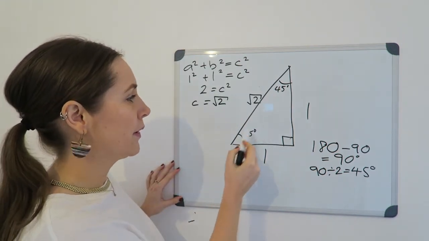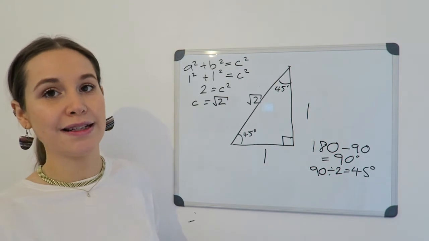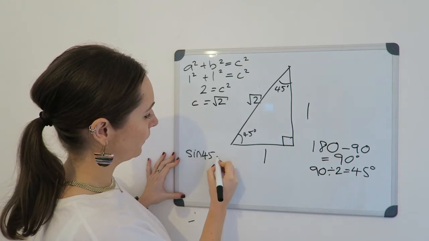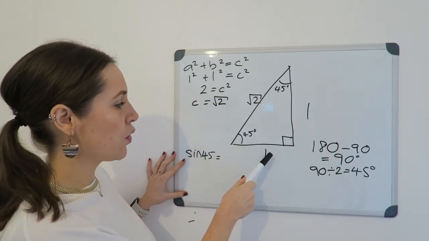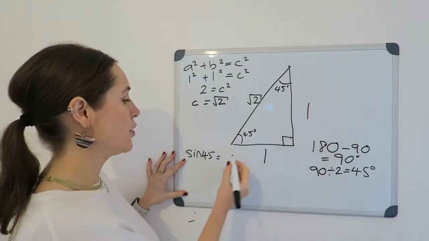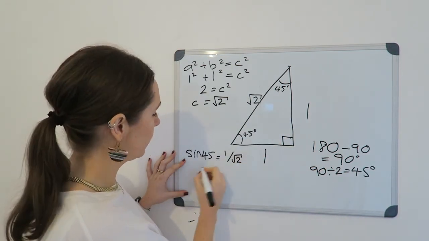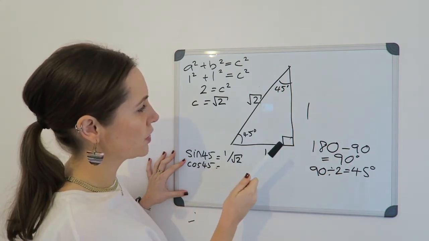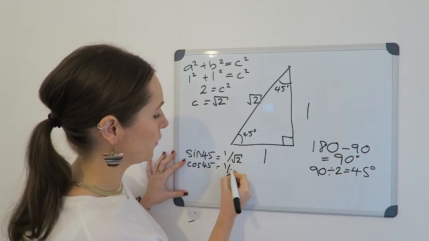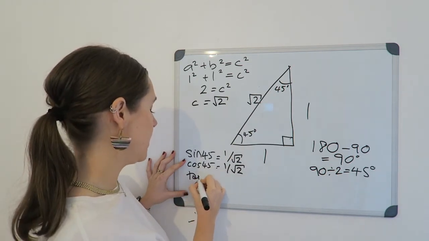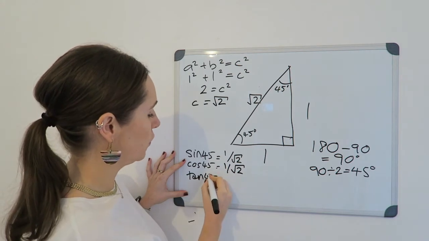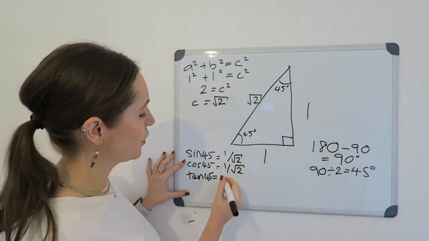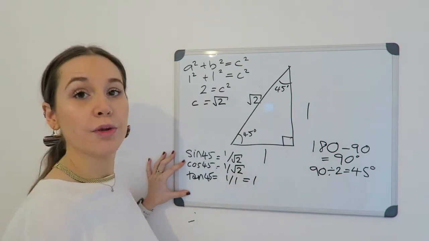So now if we look at the sine, cos and tan of these angles here. Sine of 45 is opposite divided by the hypotenuse, so that's 1 divided by root 2. Cos of 45 is also going to be adjacent divided by the hypotenuse, so that's 1 over root 2 as well. And tan of 45 is equal to opposite divided by adjacent, which is just 1 divided by 1, which is 1.